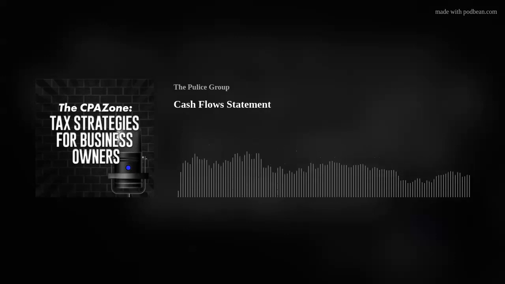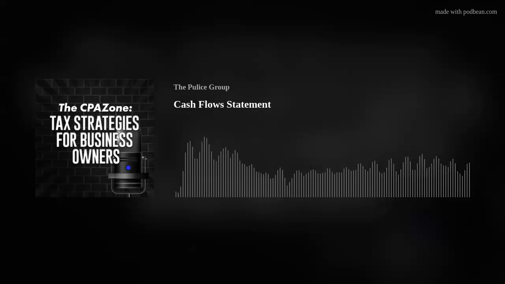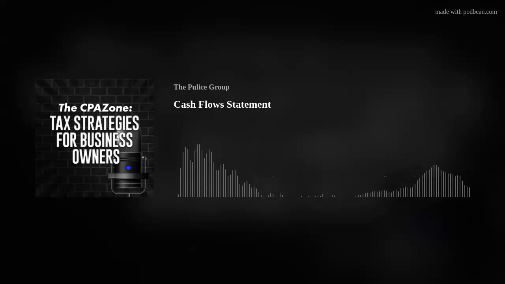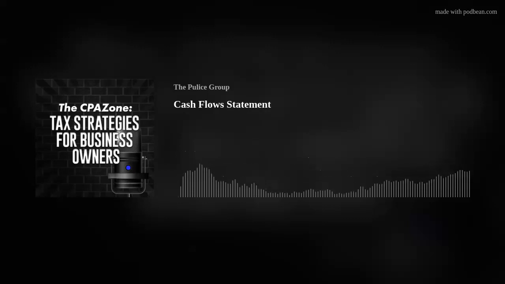Changes to non-current assets are reflected in the investing section. And changes to non-current liabilities and owner's equity are reflected in the financing section of the statement of cash flows. So following these three main areas, below we'll see summary lines. The summary lines show the net increase or decrease in cash for the period, along with beginning and ending cash balances, which will come from the balance sheet.